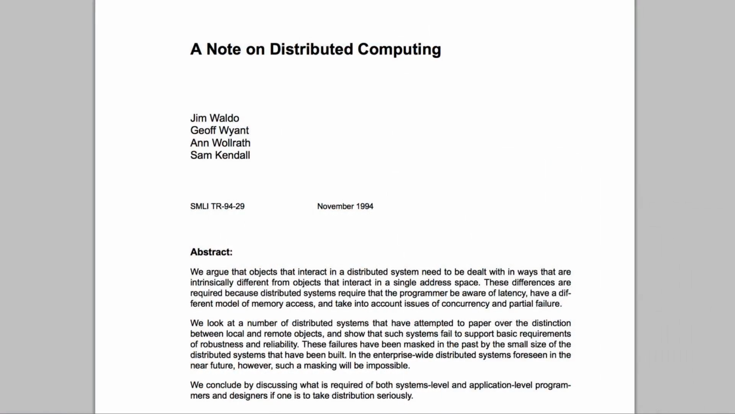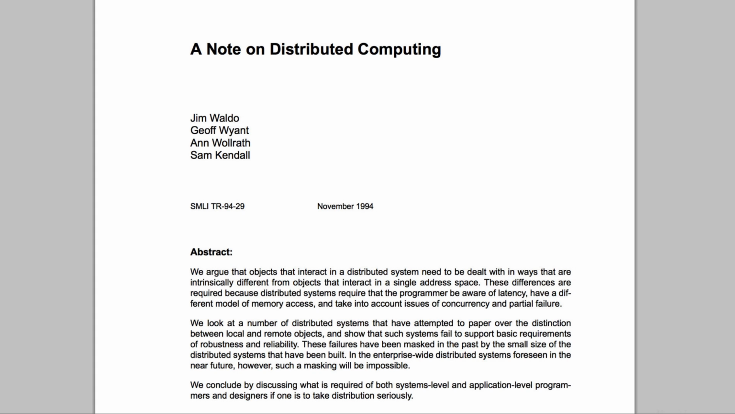Anybody familiar with this paper? It's called A Note on Distributed Computing. It's actually kind of an unassuming paper title. It was published in 1994 by some folks from Sun. And what they were looking at, and what the distributed systems research community was looking at at the time, was kind of a magic bullet.